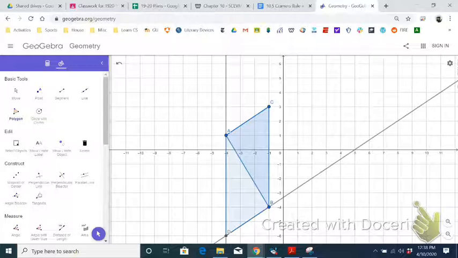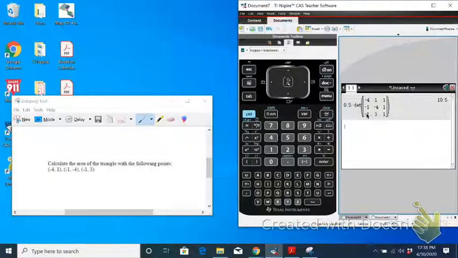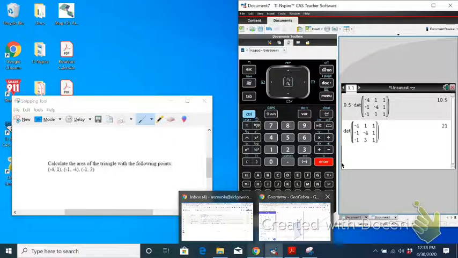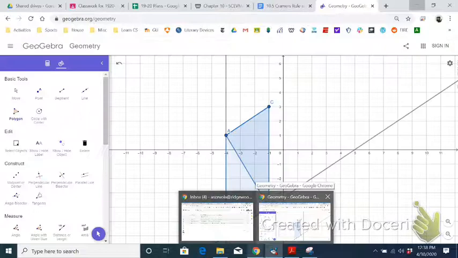So again, if I said find the area of a parallelogram with points -4, 1, -1, 3, -1, -4, and -4, -6, you could use the same process on the calculator. Just pick 3 of the vertices. So we'll use the same 3 from the triangle, and then don't multiply it by 1/2, and you get the area of the parallelogram. So that's a third application of matrices.